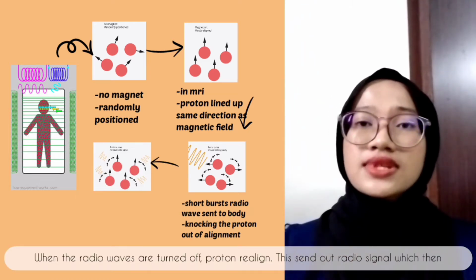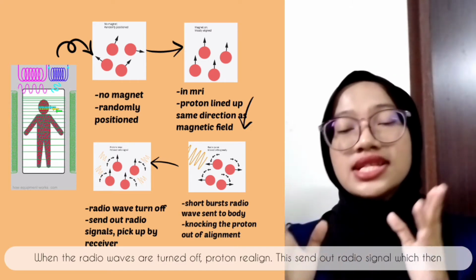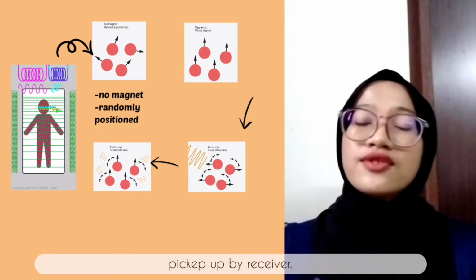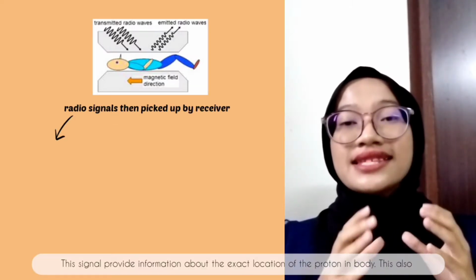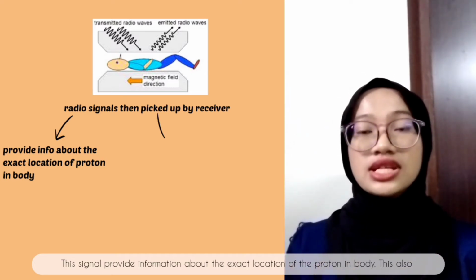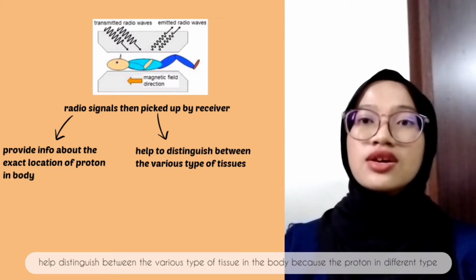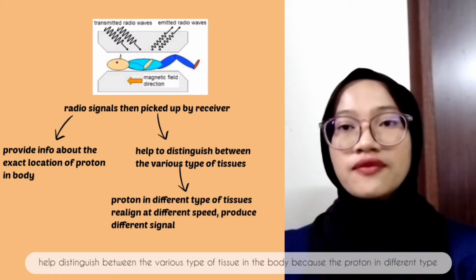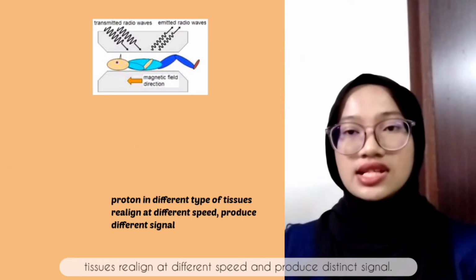When the radio waves are turned off, the protons realign. This sends out radio signals which are picked up by receivers. These signals provide information about the exact location of the protons in the body. They also help to distinguish between the various types of tissue in the body, because the protons in different types of tissue realign at different speeds and produce distinct signals.